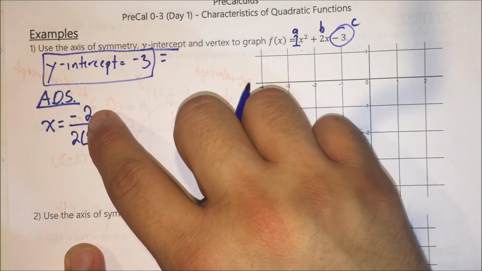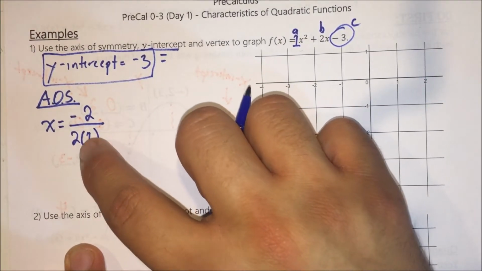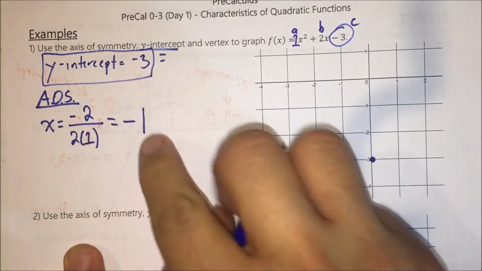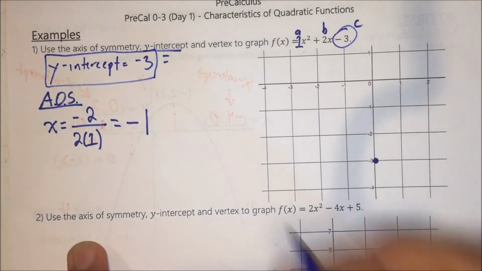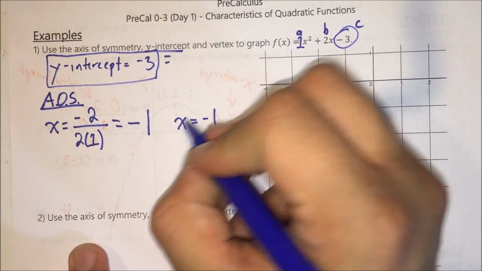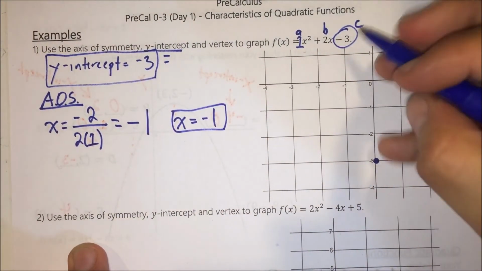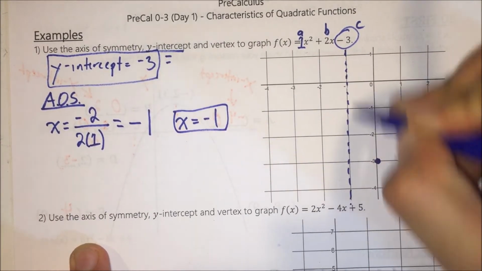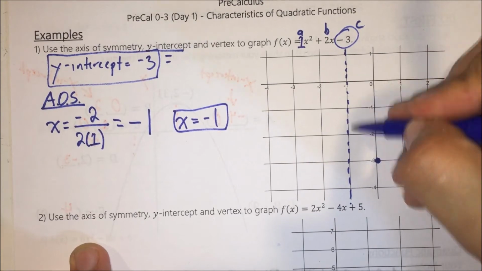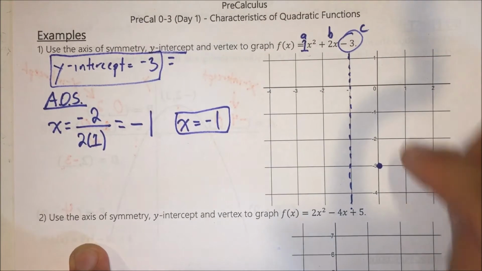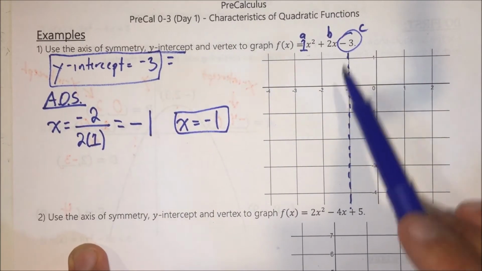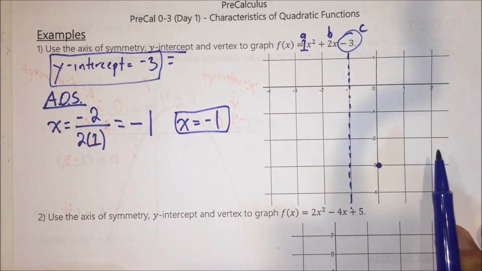And of course we can reduce that. Negative 2 over 2 times 1. 2 times 1 is just going to be 2. That's going to be just negative 1. So now we know that our axis of symmetry is x is equal to negative 1. Meaning that this parabola is going to reflect across this vertical line at negative 1. So I'll draw a little dotted line to represent that at negative 1.